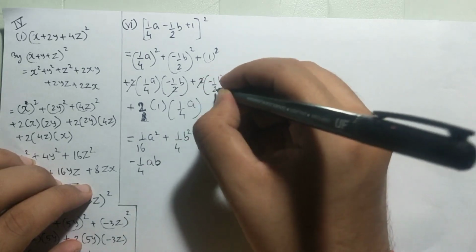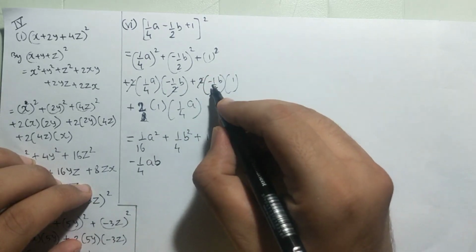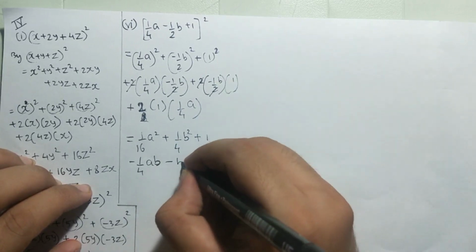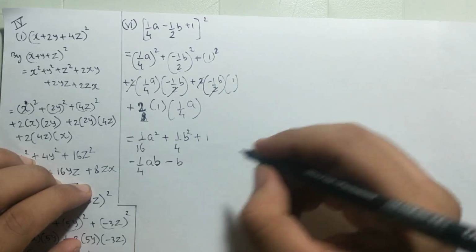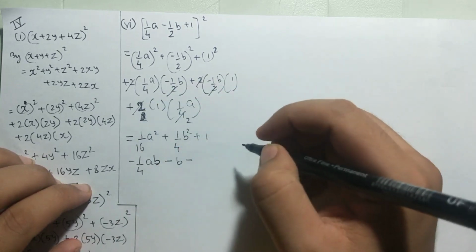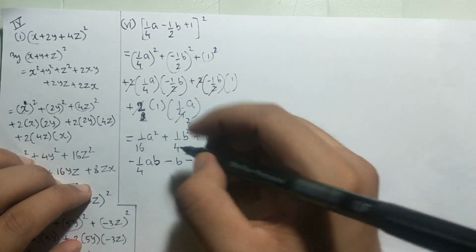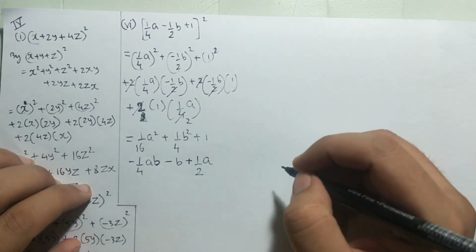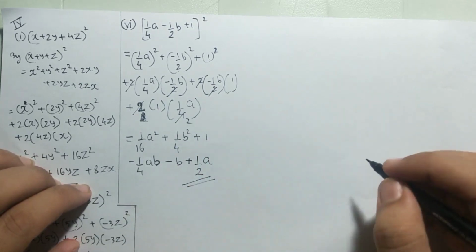Again this 2 and 2 cancel out. This minus 1 remains. Minus 1 means you just keep a negative sign and write the variable, that is b. In the denominator 2 remains and it is a positive number. So 1/2a. This is my final answer.